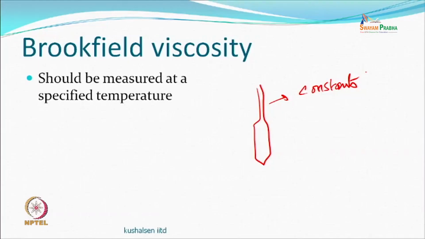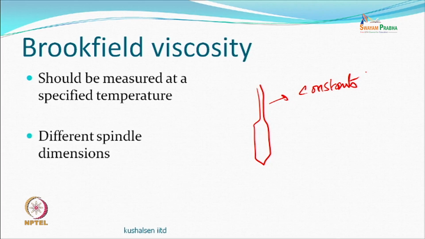So it should be measured at a specific temperature, which of course means it becomes something which everybody will accept. Different spindles will have different dimensions and therefore different constants, that you should know. You can specify that also. Normally people believe that if you are saying Brookfield viscosity, the instrument has certain standard size spindles. So everybody has the same standard size spindles, and then you talk about RPM and temperature. So you can say that your results are as good as anybody else's results.